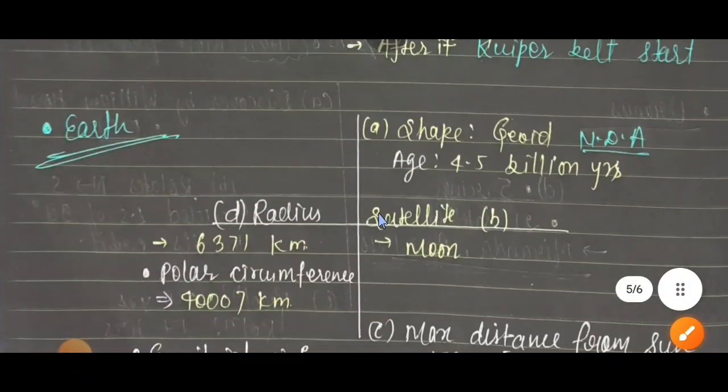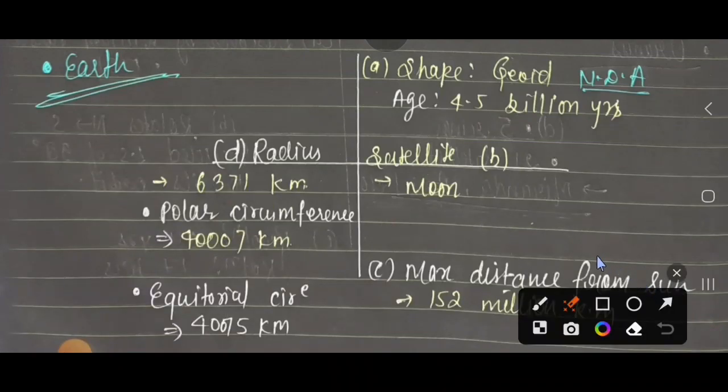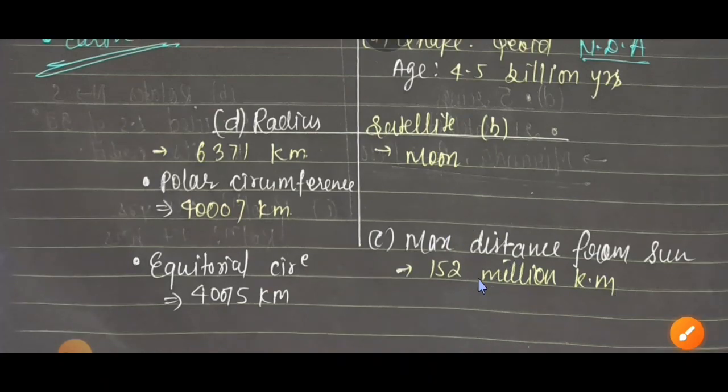Now let's study about our home planet, Earth. The first point is that the shape of our Earth is a geoid. You have to remember this because this is an NDA previous year question: what is the shape of our Earth? The answer is geoid. The age of Earth is about 4.5 billion years, and it has one satellite, the Moon. The maximum distance from the Sun is 152 million kilometers, the radius is about 6,371 kilometers, the polar circumference is about 40,007 kilometers, and the equatorial circumference is about 40,075 kilometers.